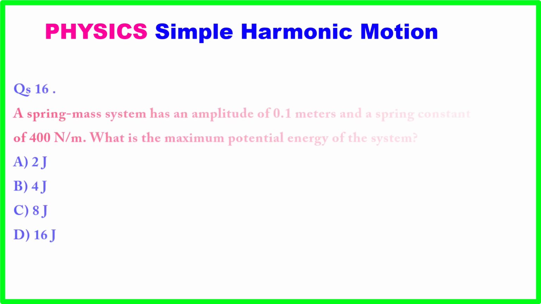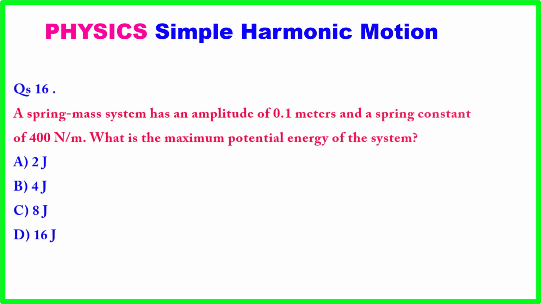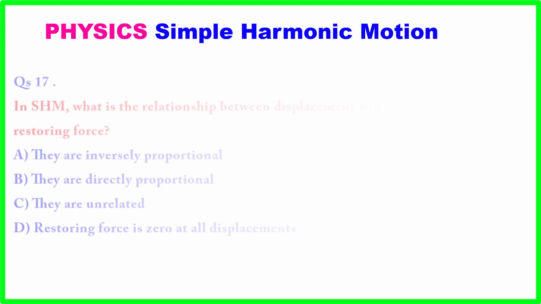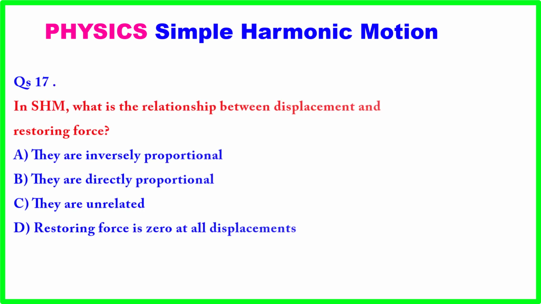A spring mass system has an amplitude of 0.1 meter and a spring constant of 400 Newton per meter. What is the maximum potential energy of the system? 4 joule. In SHM, what is the relationship between displacement and restoring force? They are directly proportional.